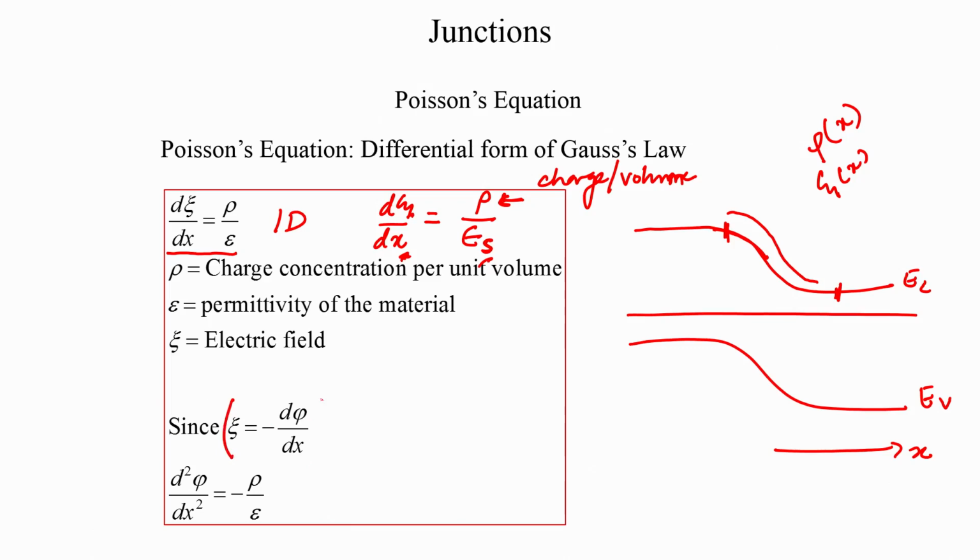And since the electric field is minus d phi by dx, where phi is the potential, we can also rewrite Poisson's equation as d square phi by dx square is equal to minus rho by epsilon. This is a relation that we will use, and we will look at some examples soon in order to establish the correct nature of the bending of bands.